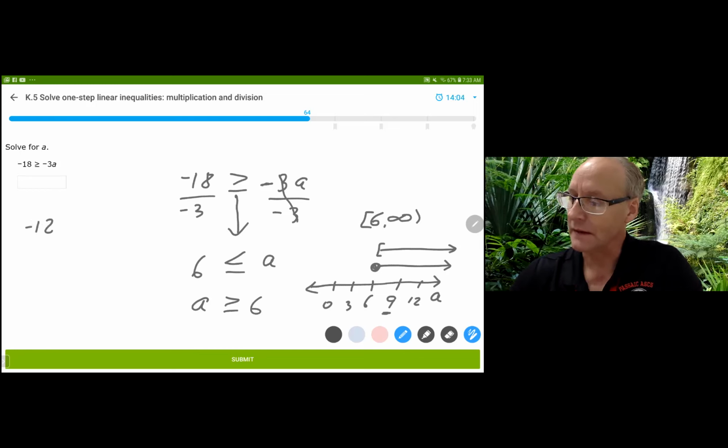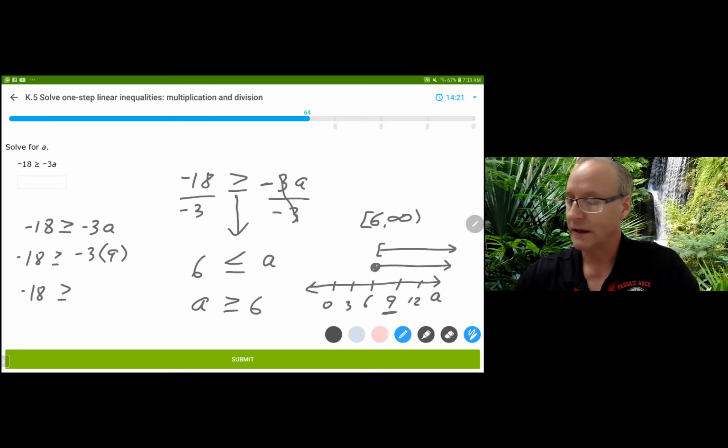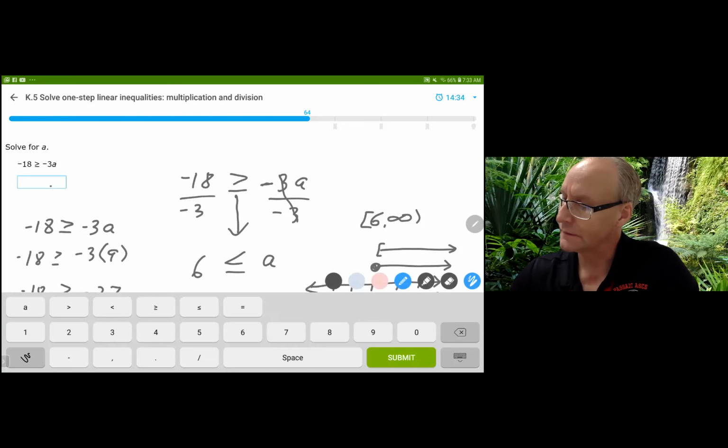-18 is greater than or equal to -3 times a. So I'm going to substitute for a, and I'm going to choose the value 9 to see if it's true. And some people are going to get freaked out by this, but remember, negative 18 is greater than negative 27, isn't it? It's better to owe 18 than it is to owe 27. So it does check out. A is greater than or equal to 6.